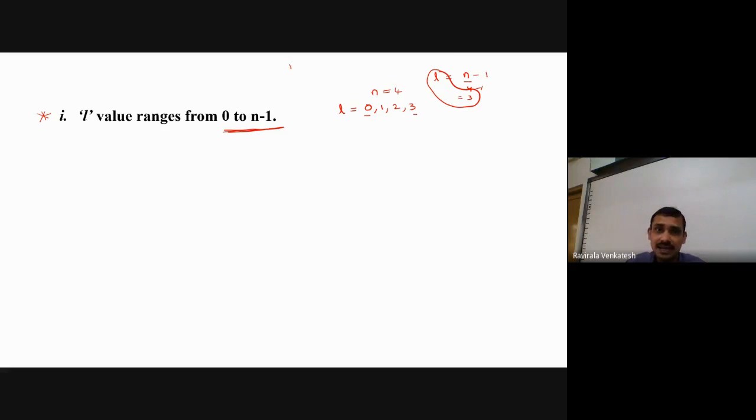For example, n is equal to 6. That means L values we will get up to 5, starting from 0 to 5. Total 6 we get. What I mean to say is that the total L values always start from 0 to n minus 1, isn't it? This is something you need to remember. This is also an important one.